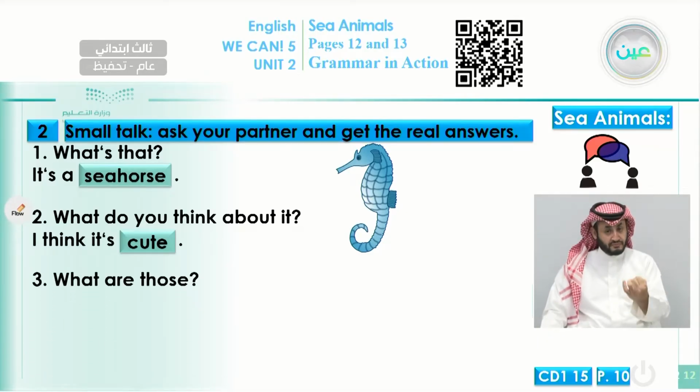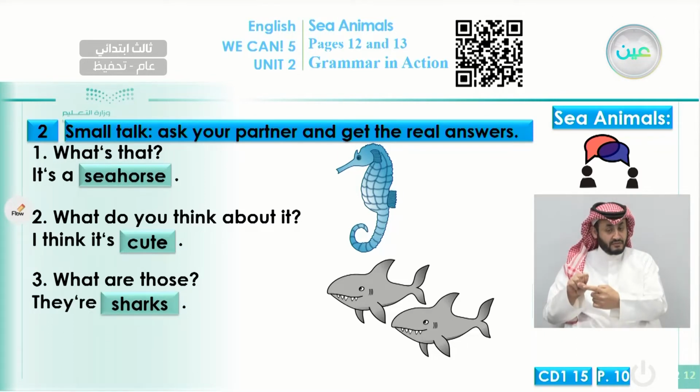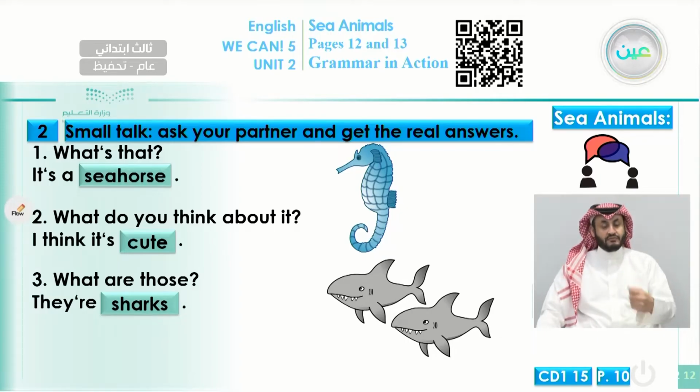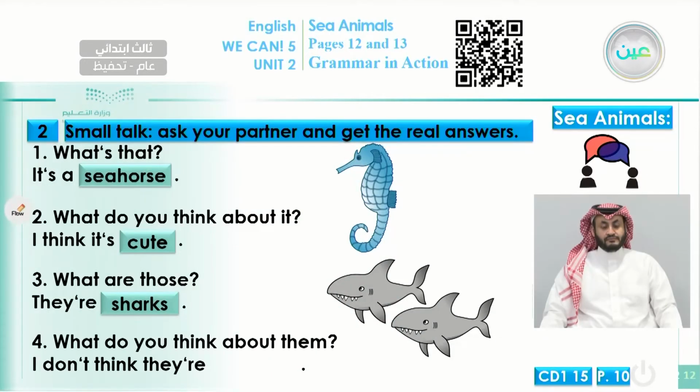What are those? If you are asking about more than one, you say are and those. In the first ones we said what is that, but here we talk about plural, so we say what are those? They are sharks. Notice here sharks is written in the plural, more than one. So look at the S here, sharks. Okay, and the 4th question, what do you think about them? Now we're asking about opinion. What do you think about the sharks? I don't think they are scary.